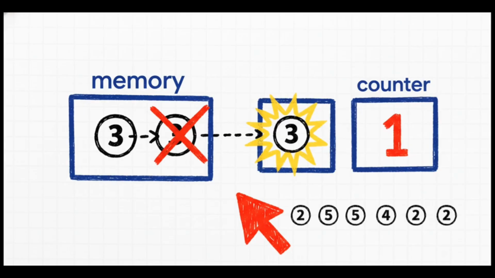Now this next part is absolutely crucial. As soon as we use that 3 from our memory to make a pair, we have to remove it. Why? Because this makes sure we don't accidentally try to use it again later. It's been used, it's gone. Then we just keep this process going for the rest of the numbers.